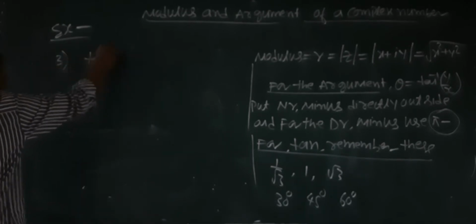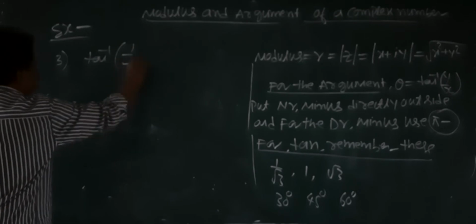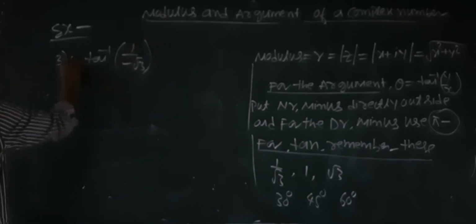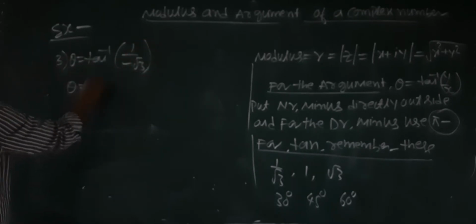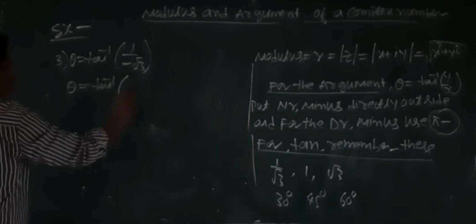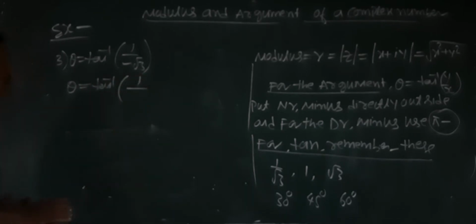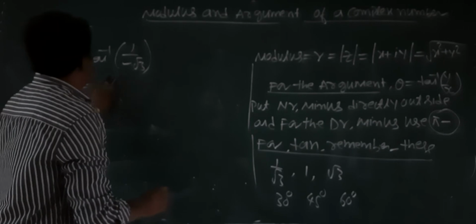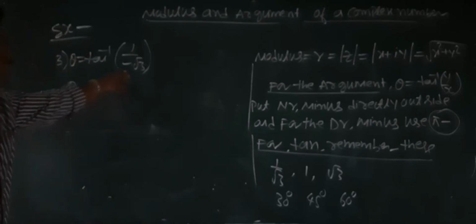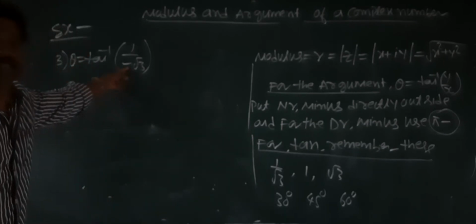So tan inverse 1 by minus root 3. So theta equals tan inverse 1 by minus root 3. I have minus in the denominator.